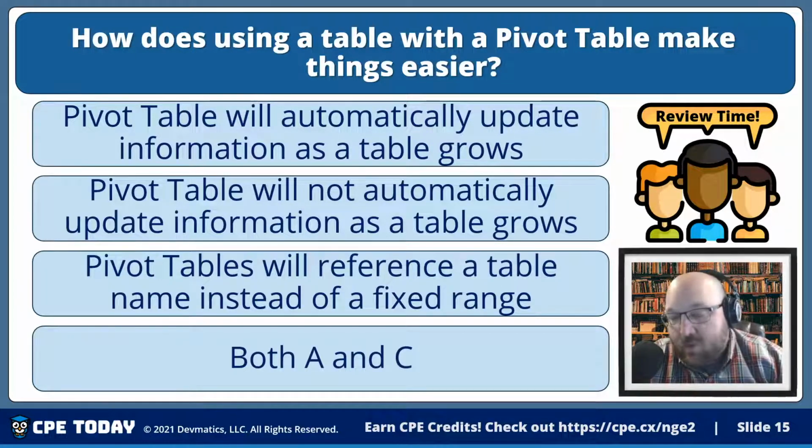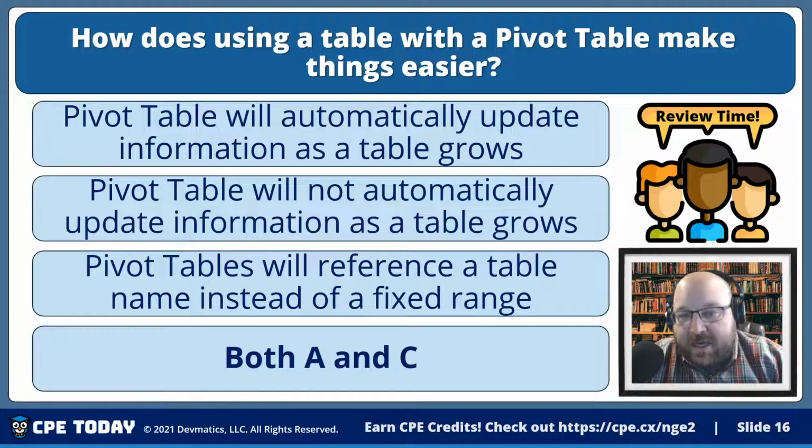Well, the table set will grow automatically for you. Is it pivot tables will reference a table name instead of a fixed range? Absolutely. And so the correct answer here is both A and C. They grow dynamically, and because we reference the name of the table rather than the absolute position, as that data set grows, if it's in the context of the table, it's going to be in the context of a pivot table. So I'm going to go ahead and decree here, you should be using a table 100% of the time when you choose to do a pivot table.